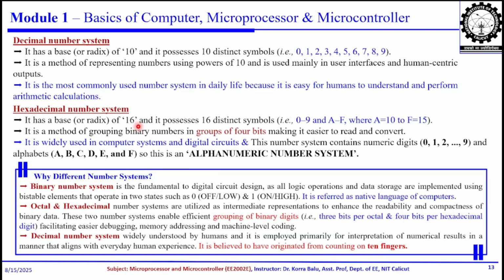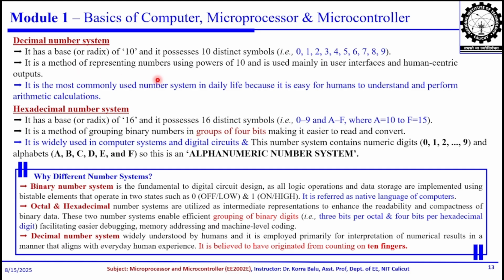And the next number system is the decimal number system. It has a base or radix of 10 and it possesses 10 different symbols, that is 0 to 9. But in the later slides, I will show the conversion tables for the decimal number system. Okay, we will discuss that later.